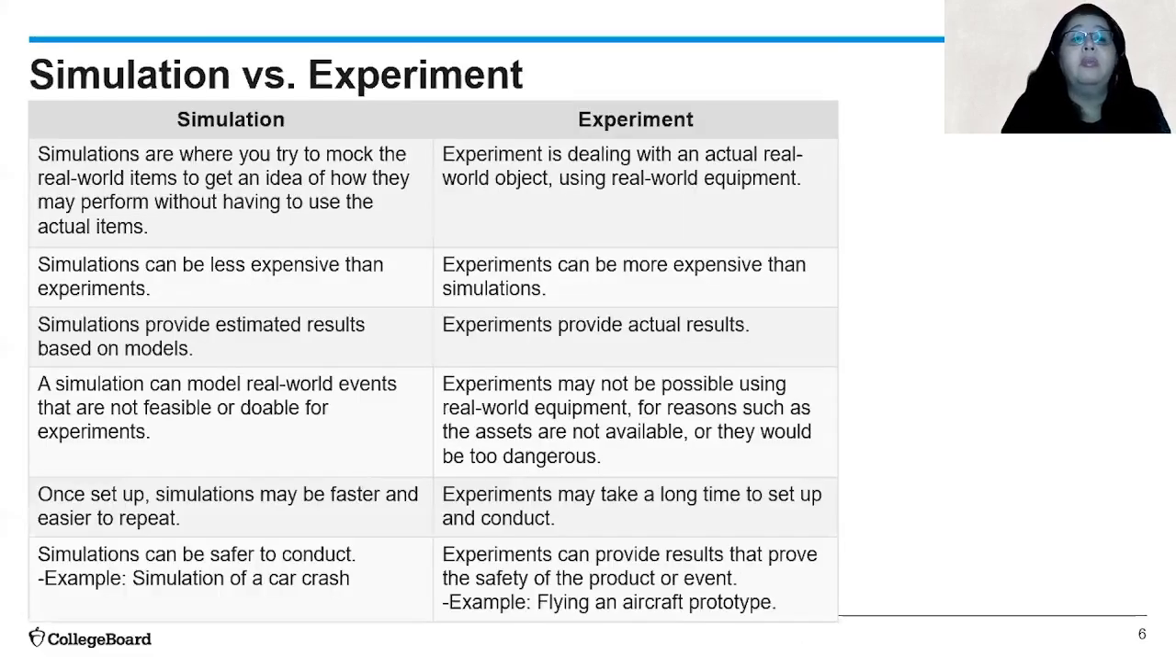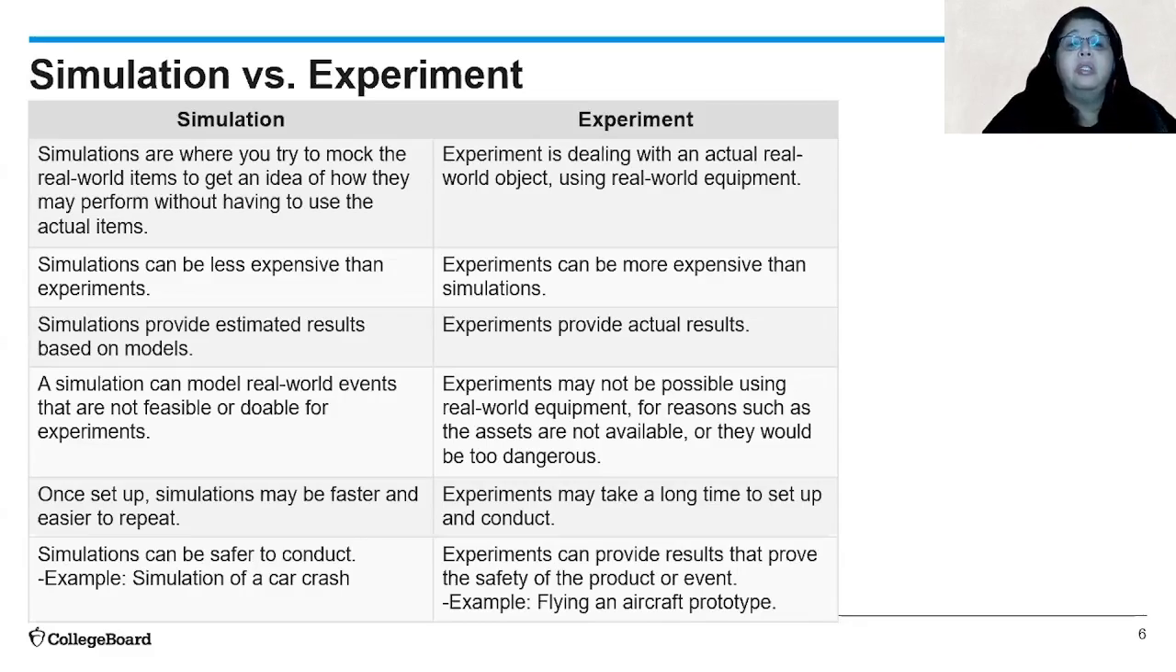And so here we are, simulations versus an experiment. Simulations is keywords. You're trying to mock a real world abstraction or event. An experiment is you're dealing with the actual real world. You've got the real deal. You're using real equipment. Experiments can be more expensive than the simulations. Experiments do provide actual results. Those are actual. That's the real deal. Simulations, they provide estimated results.